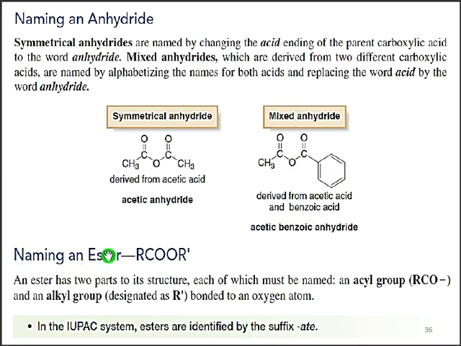Naming an ester. An ester has two parts to its structure, each of which must be named: an acyl group, this RCO, and the alkyl group, which is directly bonded to the oxygen atom. Both of the parts must be named, and it is very clear from the name in the IUPAC system. At the end we have "ate" as a suffix. If you see the "ate", that means this compound is an ester compound.